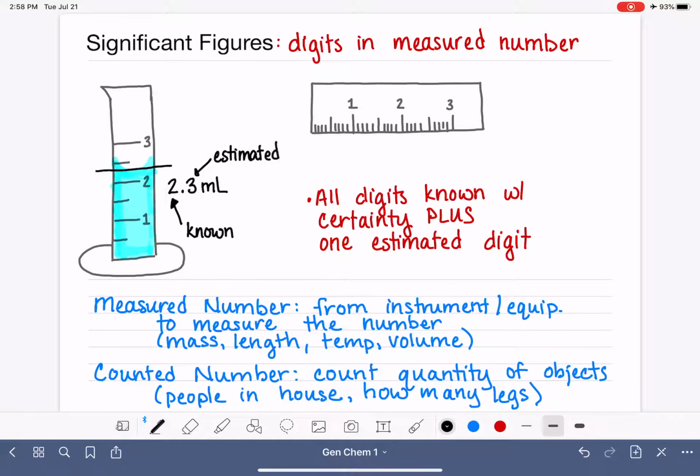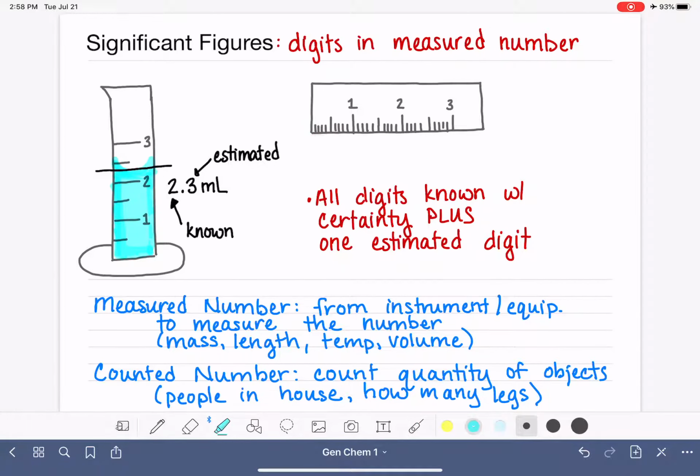The estimation that you make is always going to depend on the actual scale that you're using. So if we had a scale that had more markings on it, we would probably be able to be confident. We would be able to say with certainty that it was a 2.3, and we would want to estimate something in the hundredths place instead. So let's take a look at the ruler and let's see how that might work, because as you can see, this ruler has more increments on it.